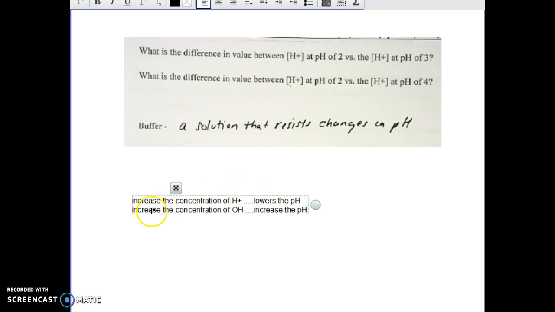So this goes hand in hand. You increase hydroxide, you increase the pH. Think of that. If you increase the hydroxide, then you're making it a stronger base, and that's going to be a larger number on the pH scale.